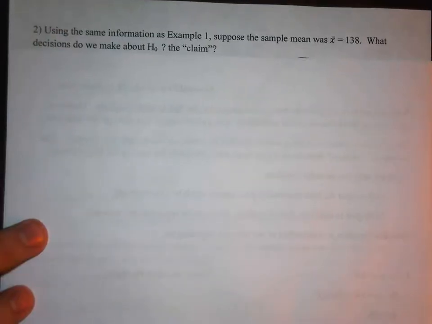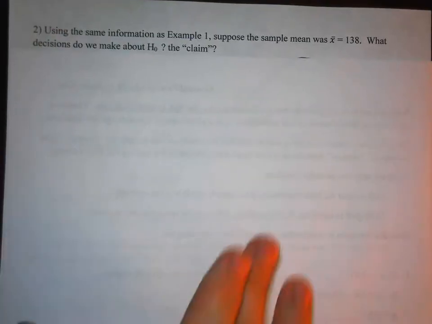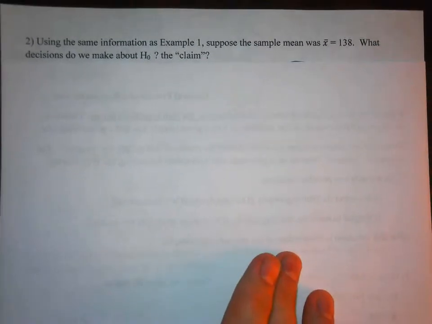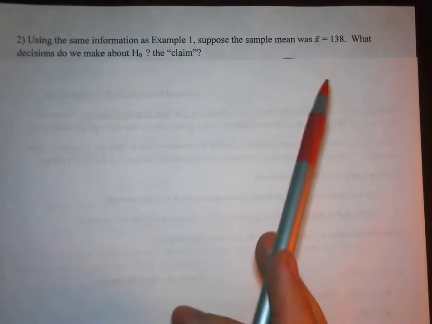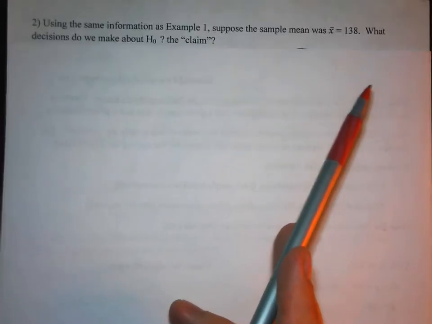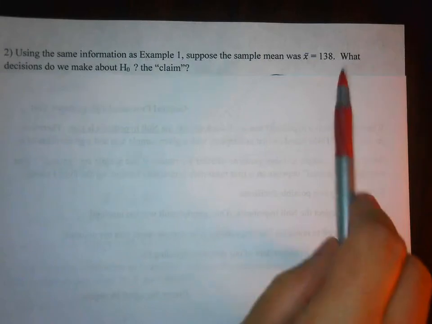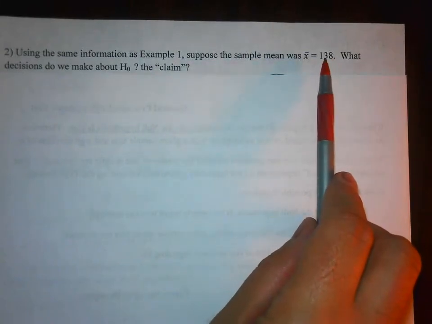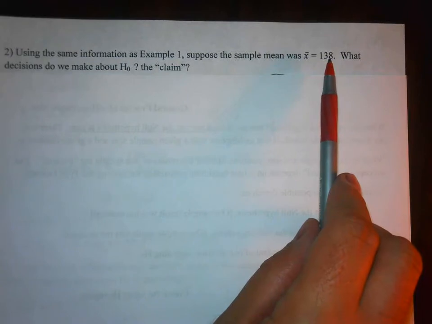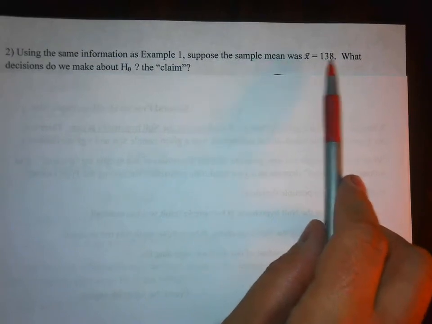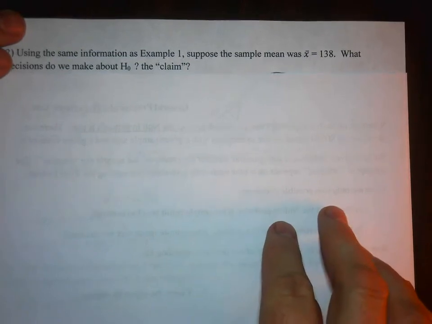Okay, moving on to the next one. I'll go through these a little bit quicker. Using that same information as in example 1, now suppose the sample mean X bar is 138. Rather than 132, which was way below 140, now we get a sample mean closer to 140. It's still less than 140, but closer than 132 was. If that's all we change, what is our decision about H0, and what decision do we make about the claim?